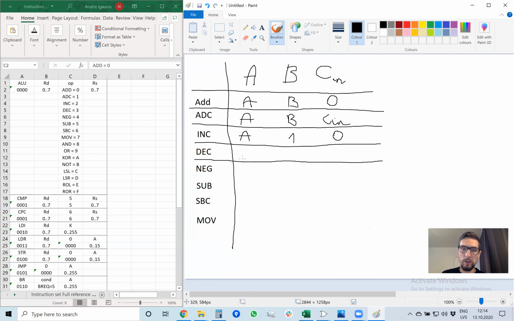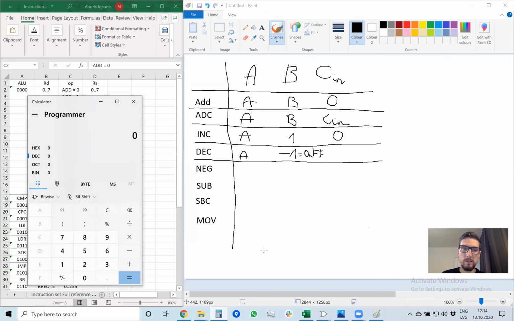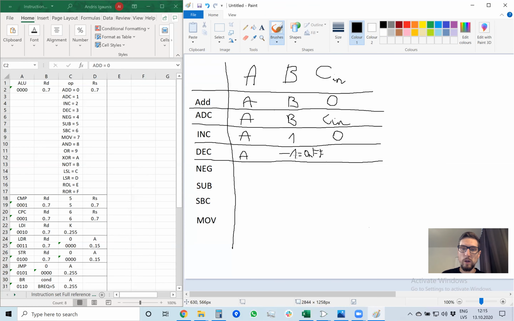Next, decrement. We take A, and instead of B, we will add minus 1, which is equal to 0xFF. We can open this calculator, type 1, calculate the minus 1, and minus 1 is FF. So A minus 1 is the same as A plus 0xFF. So instead of B, we will select FF, and carry in will be 0.